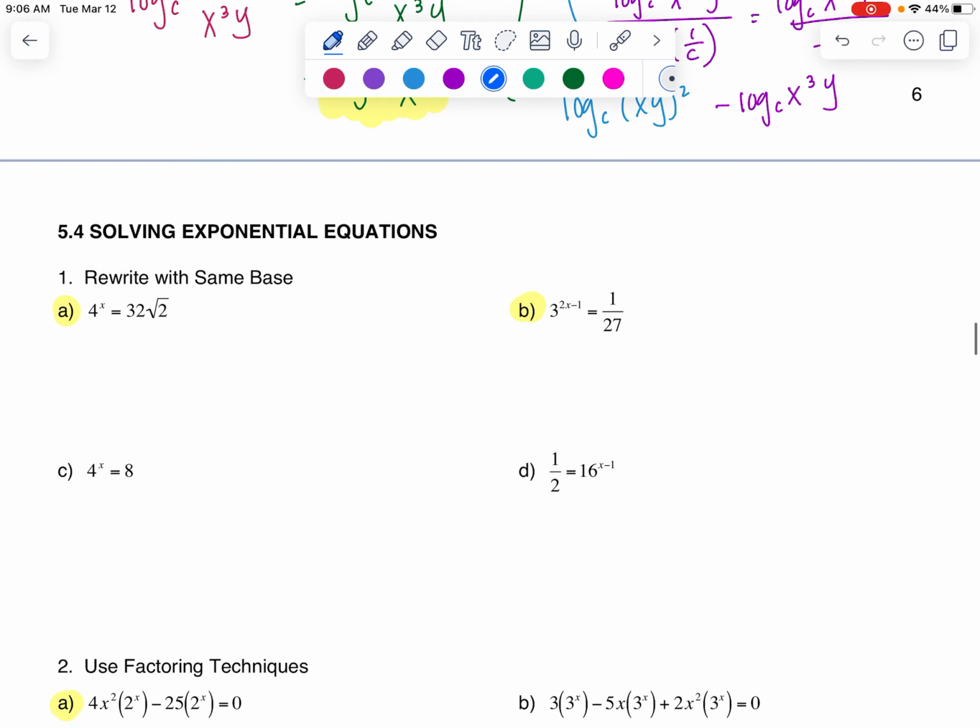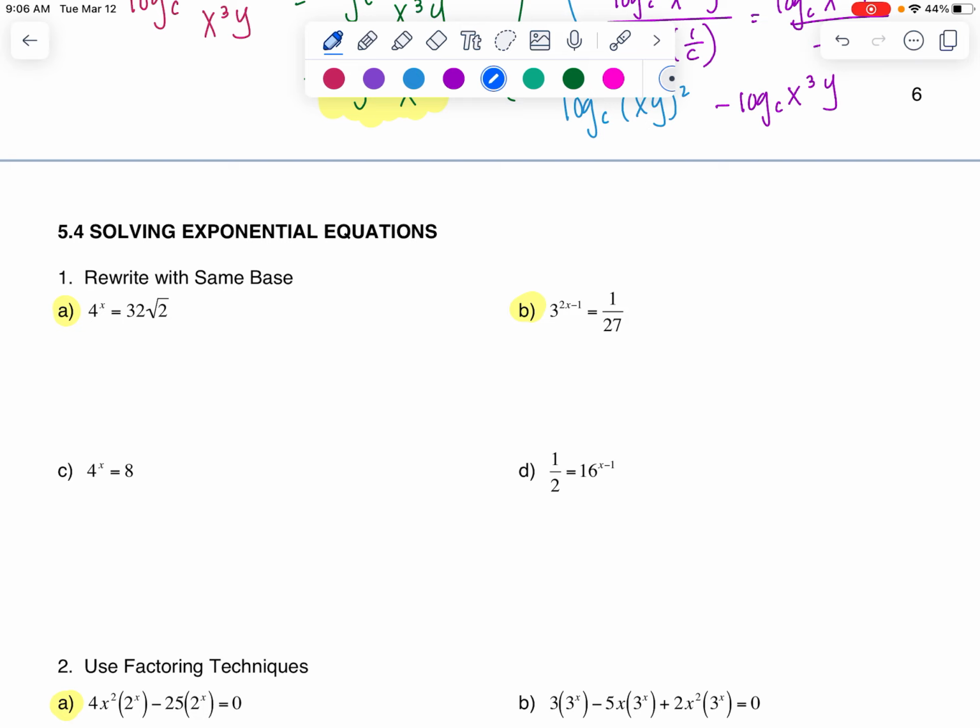All right, so here we are. We're on 5.4, solving exponential equations. We've dealt with some problems like this in the past. I believe it was chapter 8 or 9 when we solved some kind of equations, right? So it's kind of like the same process, but now we're going to go ahead and implement our exponentials.